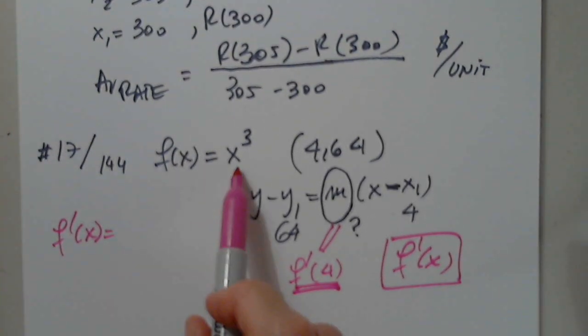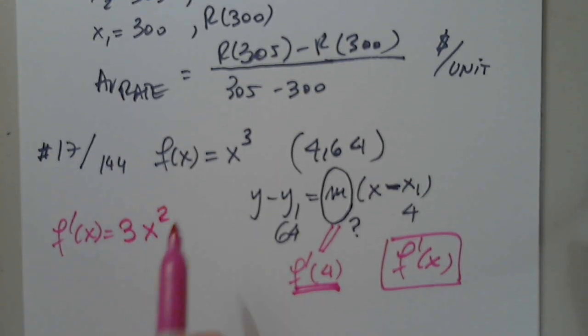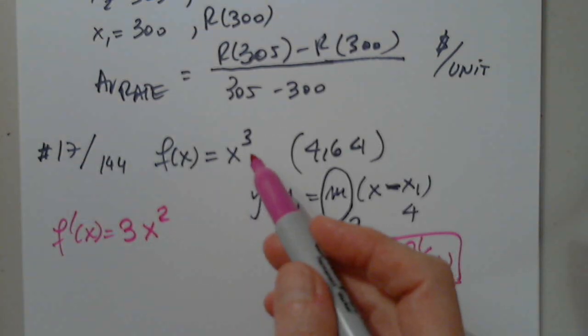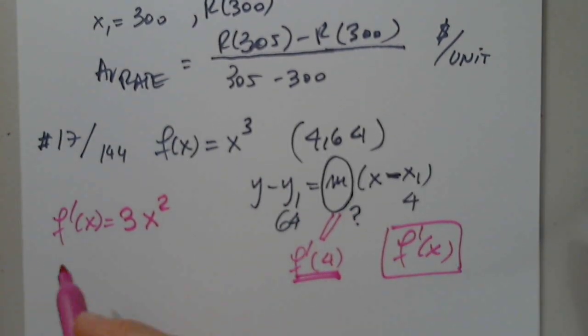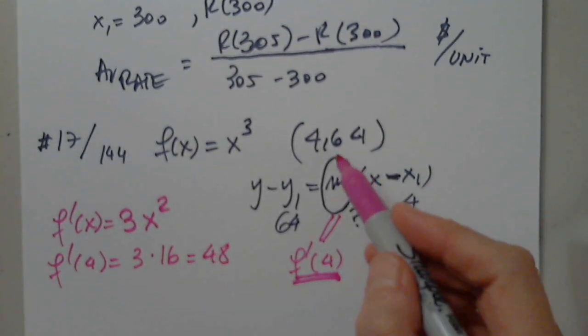Excellent. Can anyone differentiate this? Is it 3x? Very good. 3x squared. Subtract 1 from the power. Now let's plug in 4. So f prime of 4 will be 3 times 16, which is 48. So this is 48.